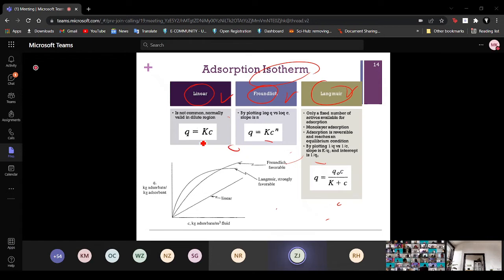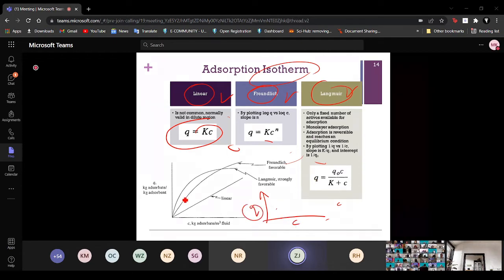Okay, so this is the equation. Kalau linear is Q equal to Kc, Freundlich is Q equal to Kc^n, Langmuir is Q equal to Q naught C over K plus C. So, kalau you tengok, biasanya you kena ada data apa? What data you need to know? Okay, you need to have data between Q and C.